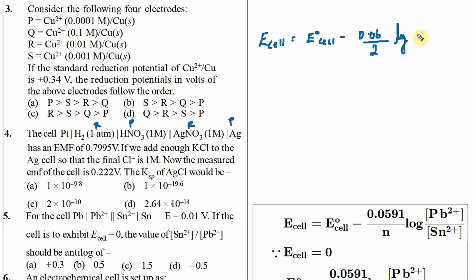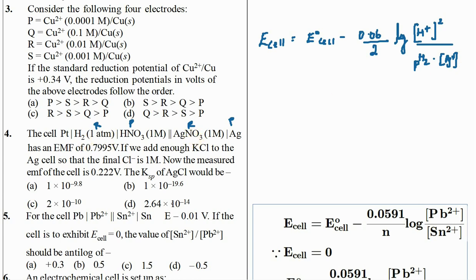So product over reactants. I have my H plus right here. We know that it is squared, times my other product, Ag solid, which I don't write down. The reactant is H2 pressure, times the concentration of Ag plus. Got it?